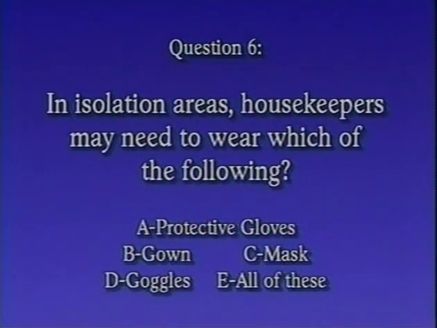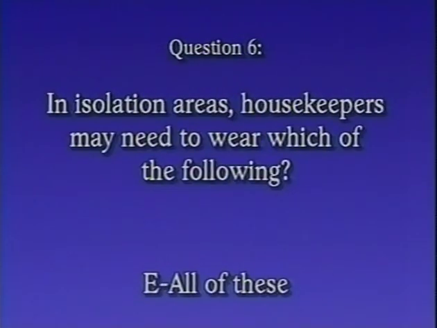Question 6. In isolation areas, housekeepers wear which of the following? A. Protective gloves. B. Gown. C. Mask. D. Goggles. E. All of these. If you answered E, all of these, you were correct. All of these items may be worn in isolation areas, depending upon the type of isolation identified.